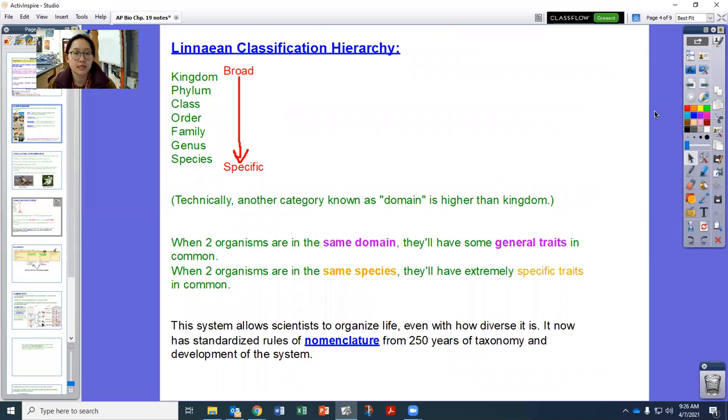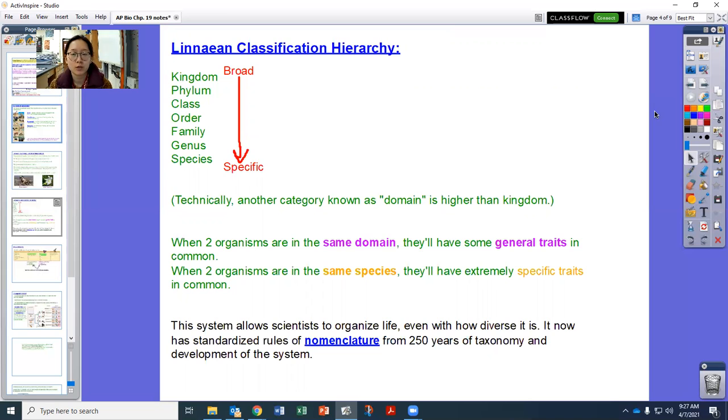Linnaean classification hierarchy, I mentioned it a little bit earlier, has levels of specificity. It goes from broad to most specific, from kingdom to phylum to class, order, family, genus, and species. Obviously species is the most specific. That's why it's called species, right? Species specific. And kingdom is very broad. Kingdoms each contain a huge amount of organisms, but a species only contains one type of organism. So you get more and more specific as you go down.